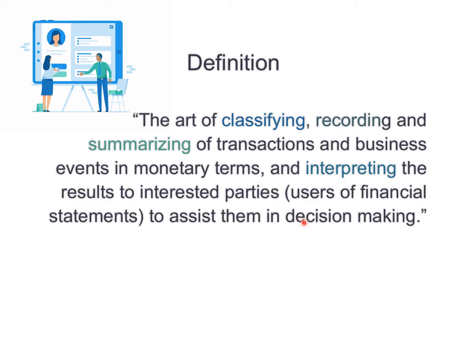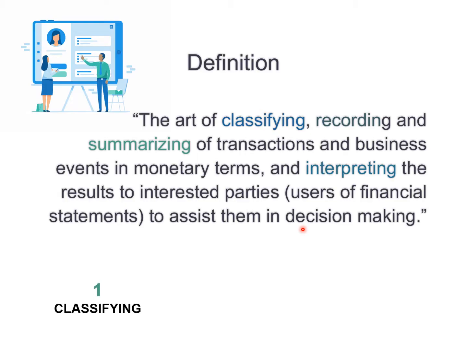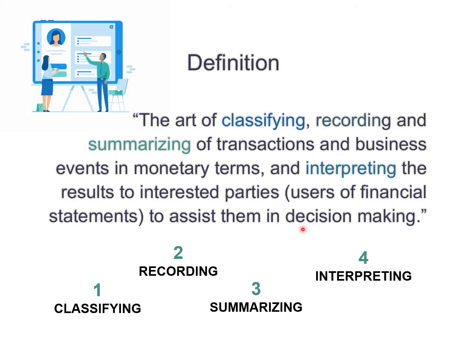Right, so dalam definition ni, kita boleh katakan in accounting, they should have classifying, recording, summarizing, and interpreting. Okay, semua ni berkaitan dengan record keuangan. Right, so you akan classify those records, and then you akan record dia, classify the documents, record the documents, kita akan summarize, and then kita akan interpret. So that will be the definition of accounting.